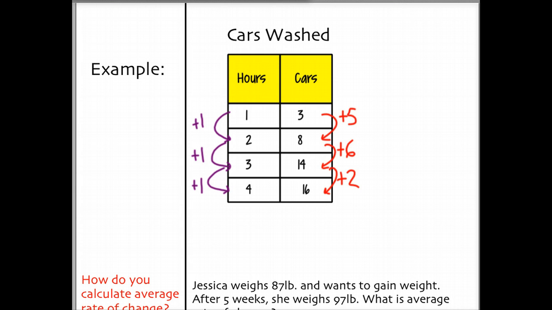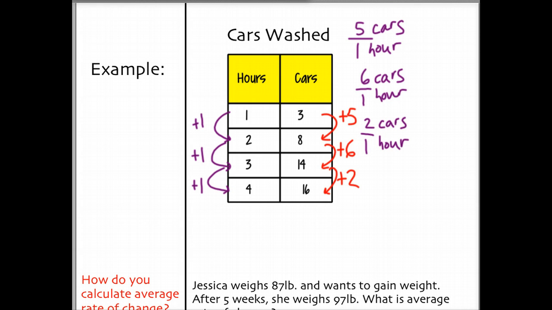Now you can probably start to tell that this one will not have a constant rate of change because we have our ratios as 5 over 1, 6 over 1, and 2 over 1. So we do not have a constant rate of change in this problem. What this first one is saying is we wash 5 cars per hour, for 1 hour. This one we say we have 6 cars for 1 hour. And this is 2 cars per hour. Again, this does not have a constant rate of change.